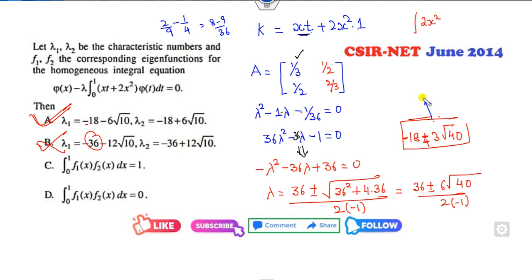Again, these eigenvalues are distinct. Fine. So once they are distinct, it means the eigenfunctions are orthogonal to each other. So the dot product is 0. So a and d are my correct answers.